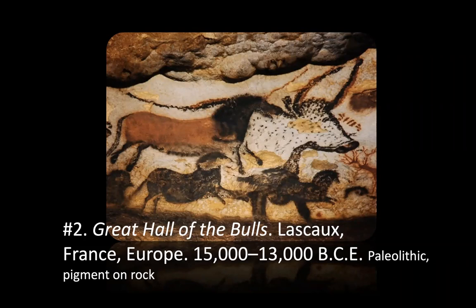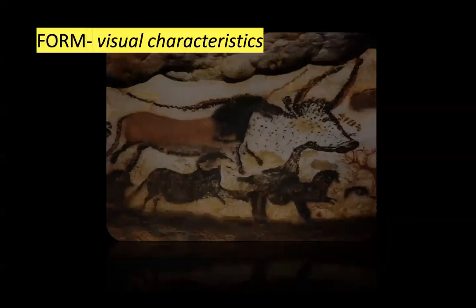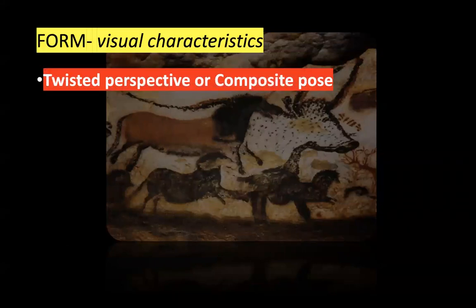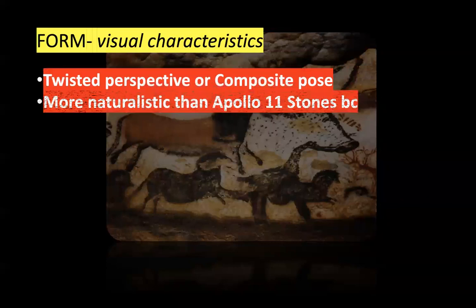In Europe. Paleolithic, and pigment on rock. All right, let's discuss the visual characteristics. So these are being described as a twisted perspective or a composite pose. And this is an art history vocabulary term that's going to come up again, especially when we look at Egyptian figures. If you think about how awkward Egyptian figures are portrayed, they've got their feet to the side, shoulders facing forward, head in profile to the side. That's kind of how they're describing these animals as well.